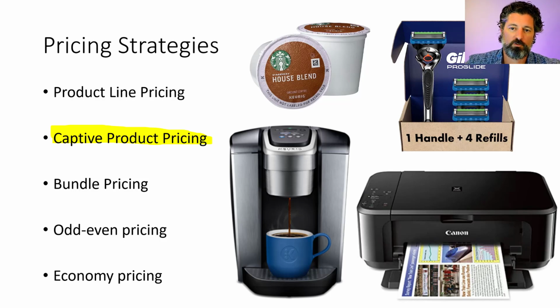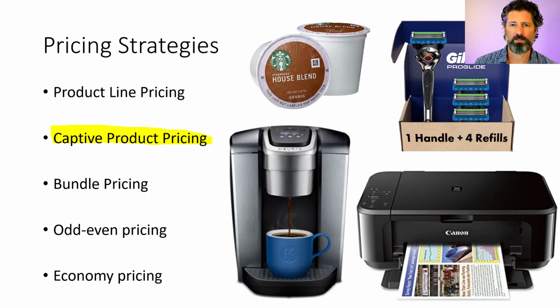Another one I wanted to draw your attention to was the idea of captive product pricing. A great example of this would be, again, printers, right? For a while, I can remember at one point it cost more to buy the ink for a printer than it did to buy the printer. And so you would get a starter ink kit.